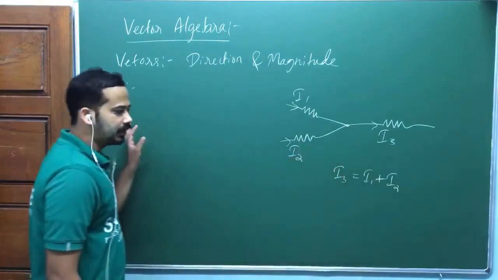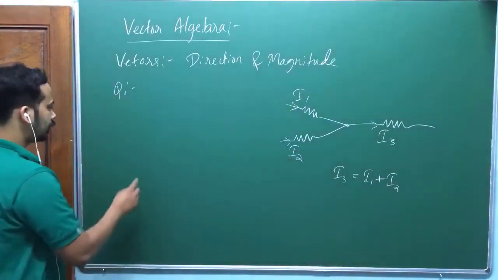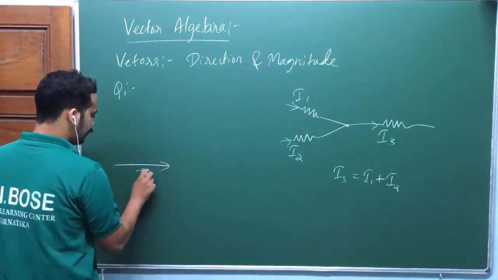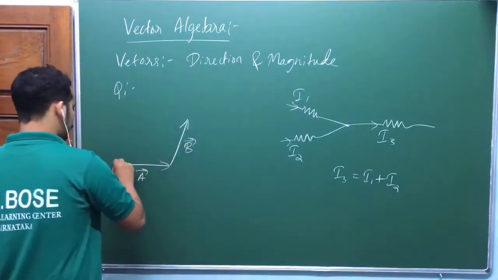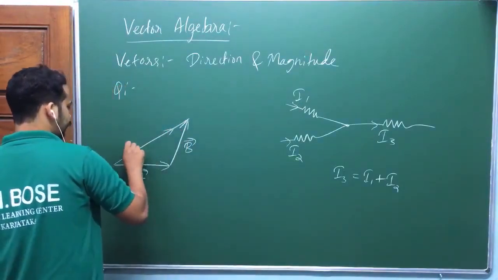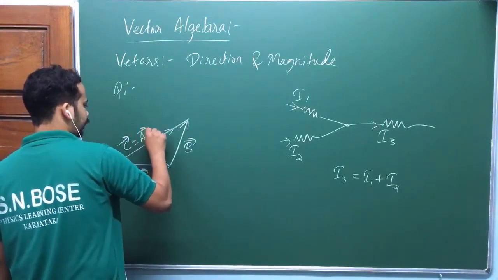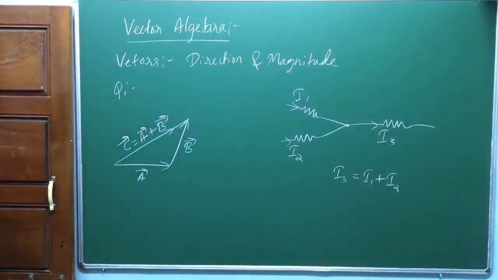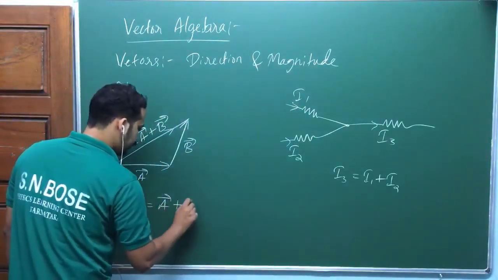Similarly, let me take the law of addition of vectors here. I hope you know that one: the triangular law of addition. Vector A here, vector B here. So this is A plus B. Vector C is equal to A plus B. We write vector C is equal to vector A plus vector B.